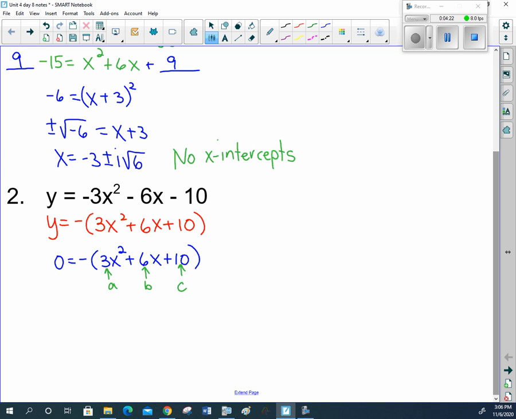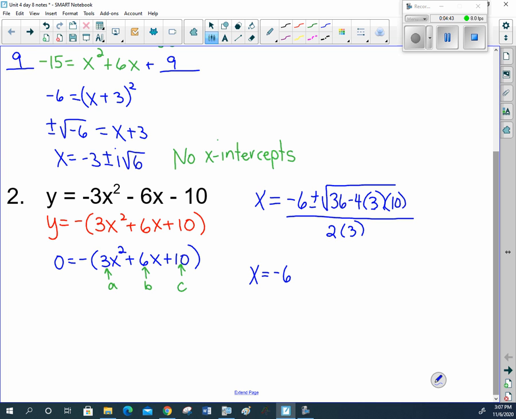So this is going to be a, b, and c. All right, so using the quadratic formula, x equals the opposite of b plus or minus the square root of b squared minus 4 times a times c, divided by 2 times a. So x equals negative 6 plus or minus the square root of, so we're going to figure out what goes under the radical. So 36 minus 4 times 3 times 10, and that's negative 84.